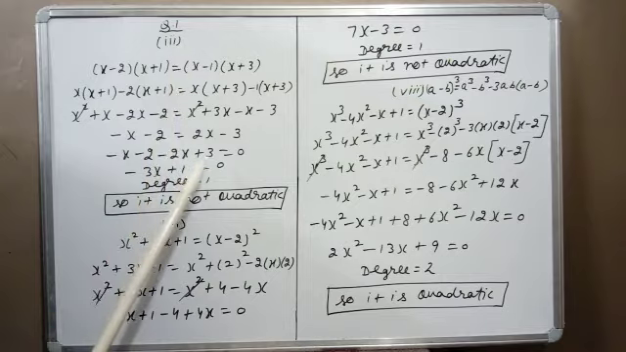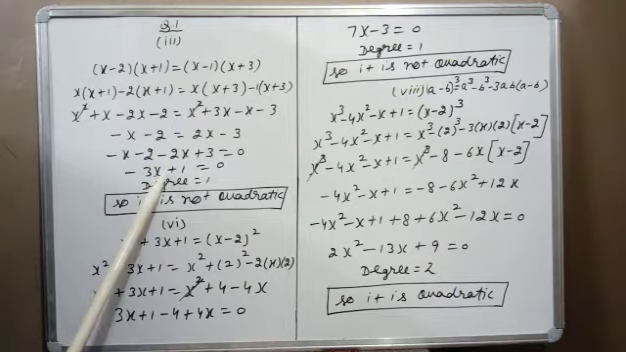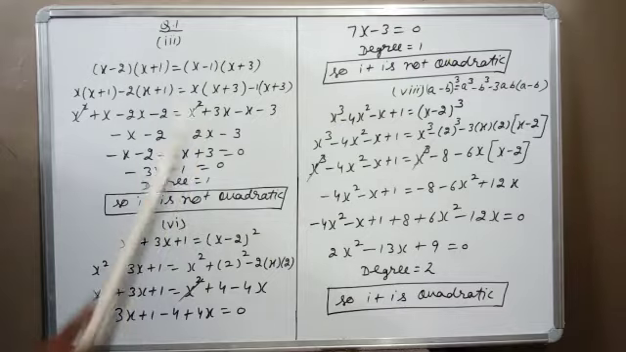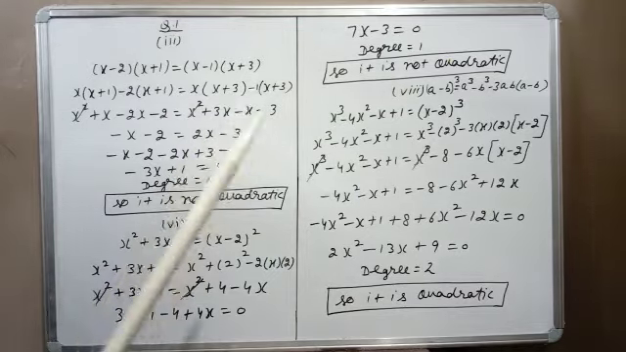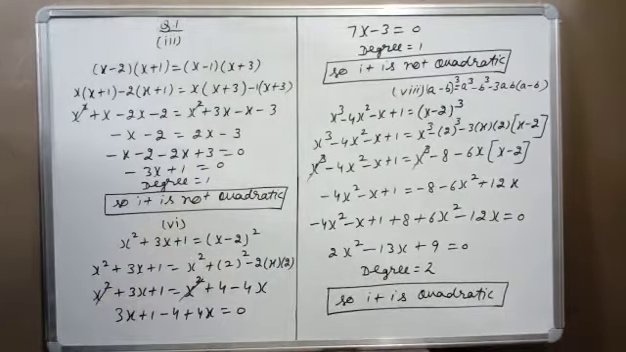So after solving this equation, I get the equation where degree is 1. If degree is 1, it is not quadratic. So we have to solve this and we have to check whether degree is 2 or not. If degree is 2, it is quadratic, otherwise not. Let us take one more question.